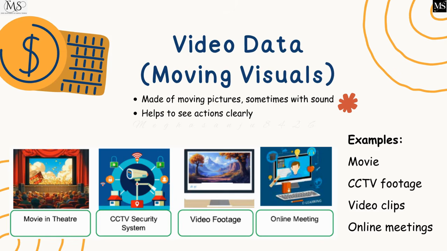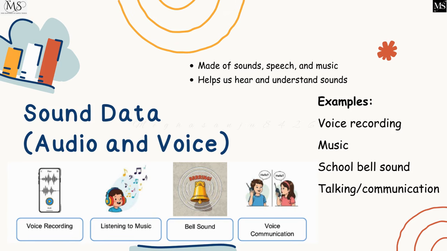Video data, moving visuals, made of moving pictures, sometimes with sound, helps to see actions clearly. Examples: movie, CCTV footage, video clips, online meetings. Sound data, audio and voice, made of sounds, speech, and music, helps us hear and understand sounds. Examples: voice recording, music, school bell sound, talking, communication.